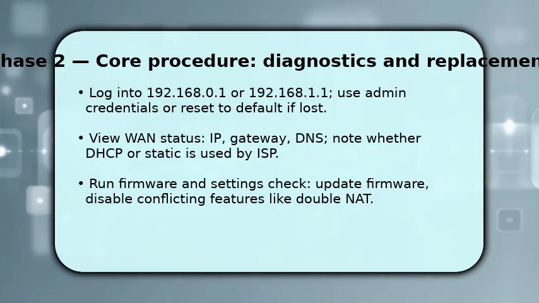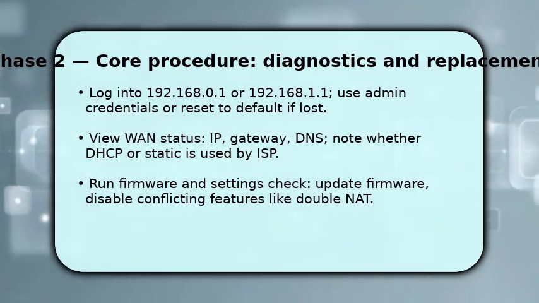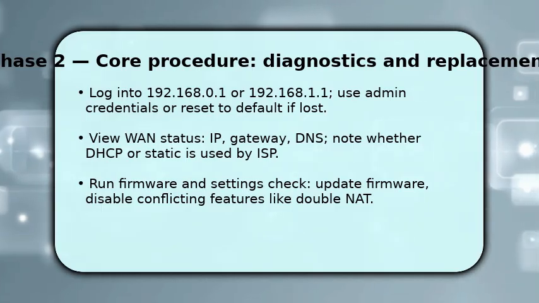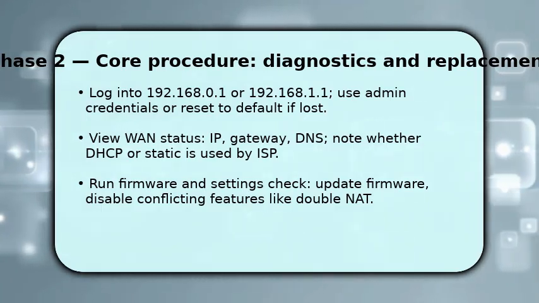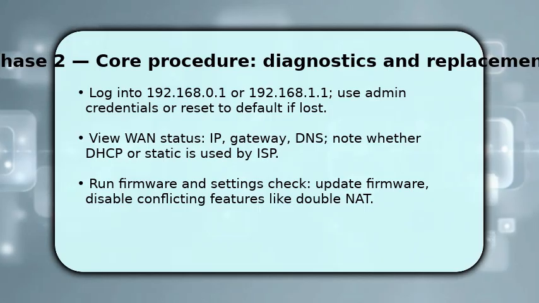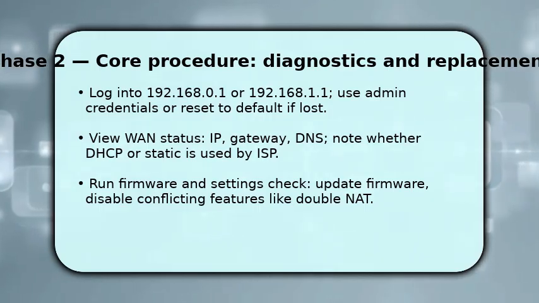Check the WAN status to see if the router receives an IP, gateway, and DNS. This tells you if the router and modem talk correctly. If your ISP uses DHCP versus static, set that accordingly.